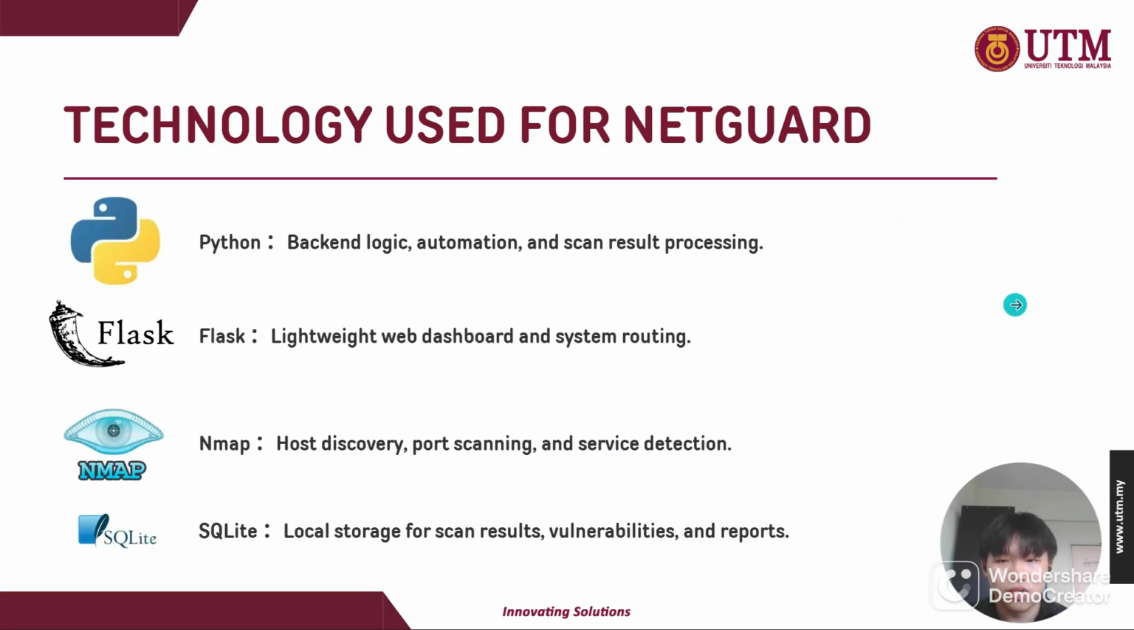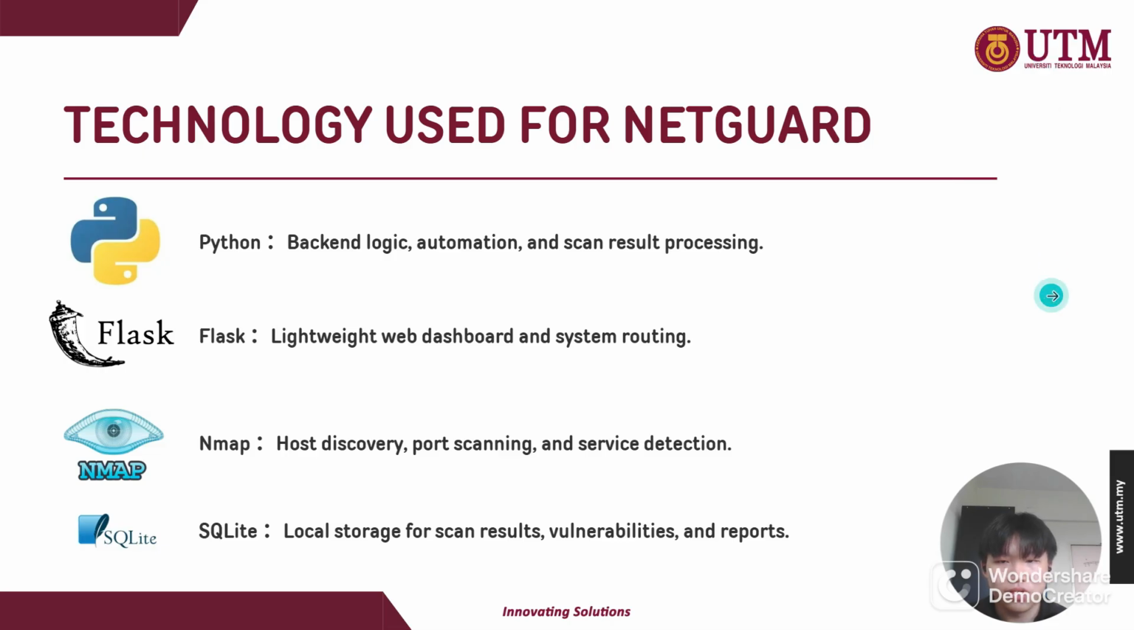This slide shows the main technologies used for NetGuard. Python is used for backend logic, automation, and scan results. Flask is used to build the lightweight dashboard and handle system routing. Nmap is used as the scanning engine for host discovery, host scanning, and service detection. And the last one, SQLite, is used as the local database to store scan results, vulnerabilities, and reports.